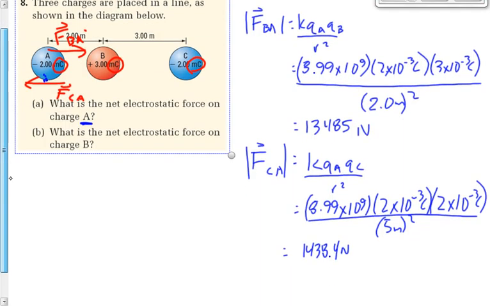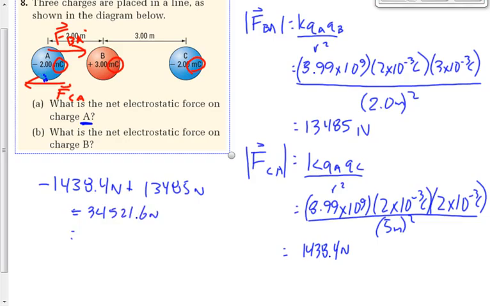Now we've got to add these together to find the net force. FCA is going to be a negative value, so we're going to say negative 1438.4 newtons plus 13,485 newtons. We add those together, and we get 34521.6 newtons, or 3.45 times 10 to the 4 newtons.